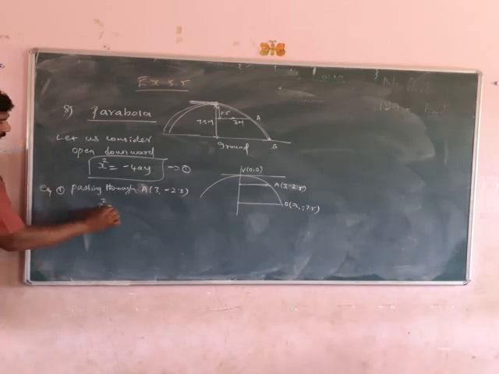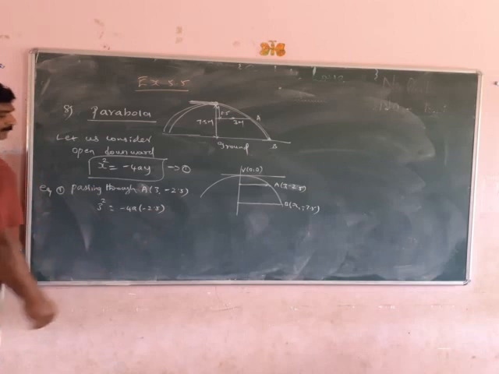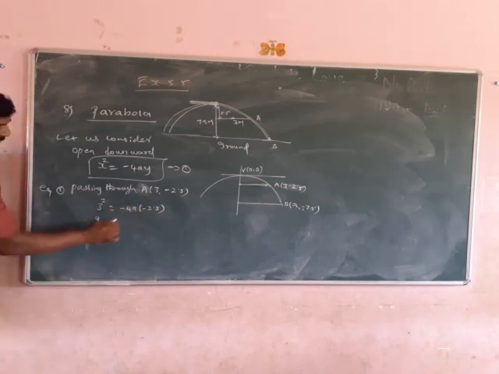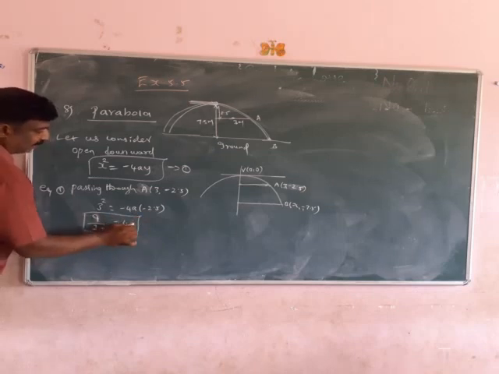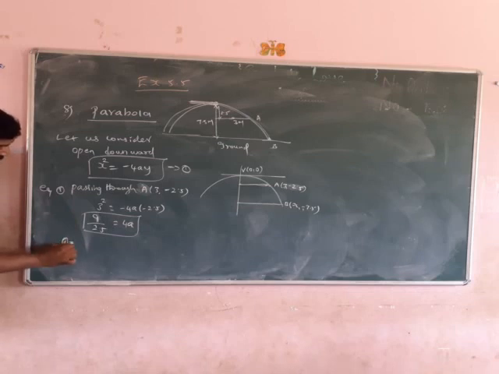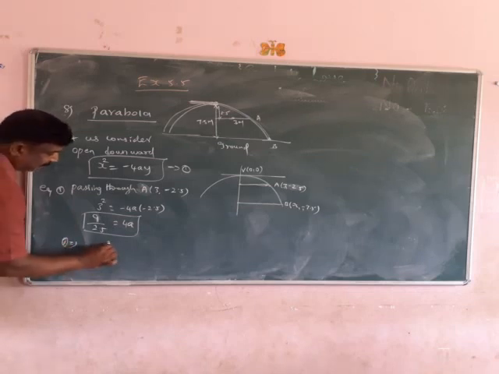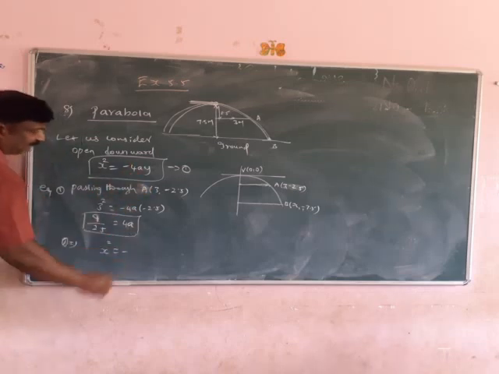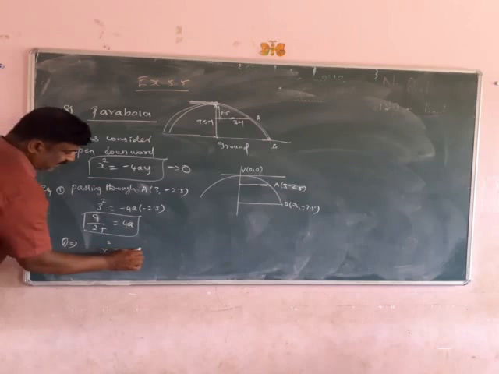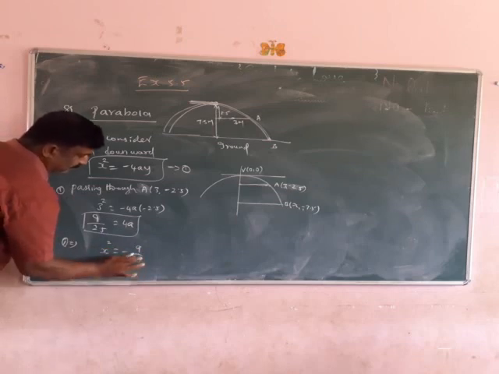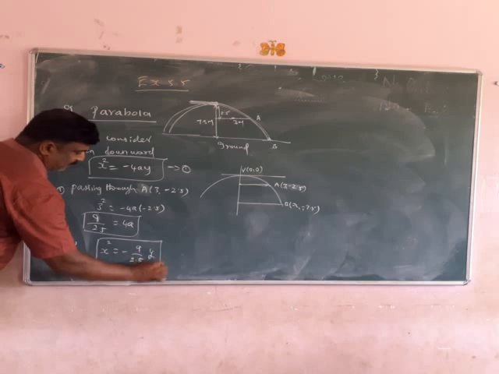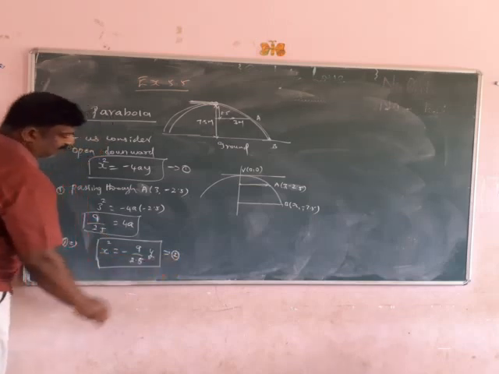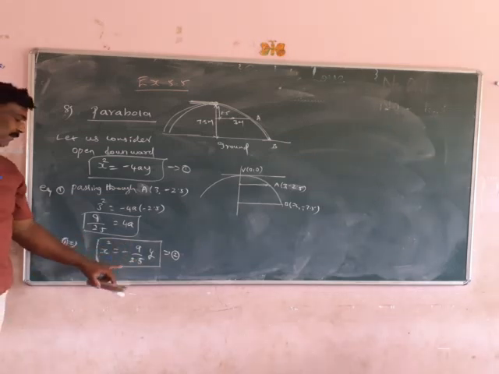Substitute 3 square equal to minus 4a into minus 2.5. So 9 divided by 2.5 is the value of 4a. Substitute the value of 4a in equation 1. Equation 1 becomes x square equal to minus 4a y, where the value of 4a is 9 by 2.5, so x square equals minus 9 by 2.5 y.